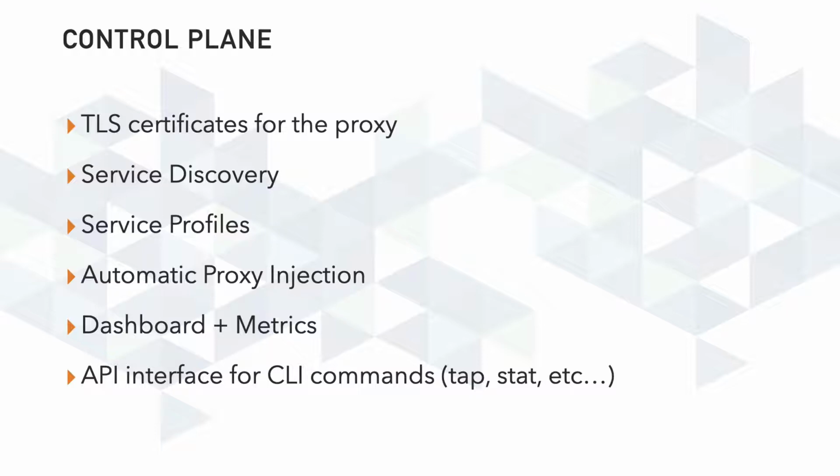The control plane also ships with a dashboard with a bunch of useful metrics that you can look at in order to reason about your traffic. It also exposes an API interface that a number of CLI commands that we ship with Linkerd use, such as tap, stat, and others. And these allow you to look at real-time statistics about your traffic from the terminal.